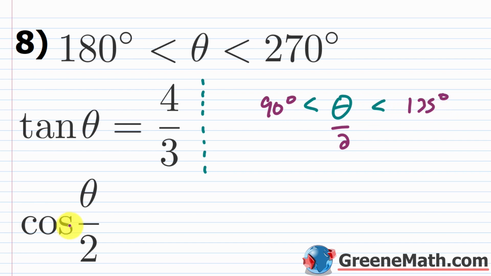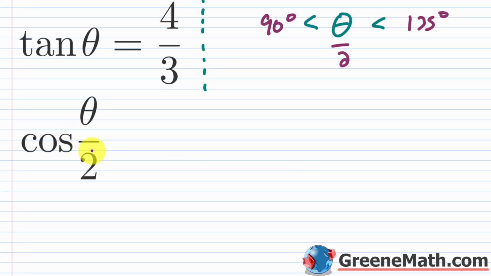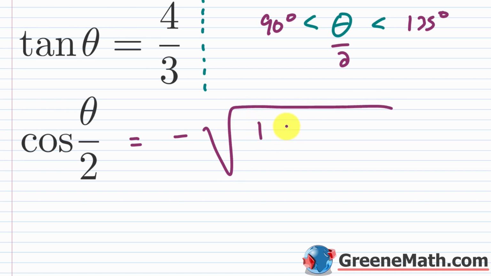Now, cosine is negative in quadrant 2. So just keep that in mind when you're trying to figure out what sign to use. So to find the cosine of theta over 2, we're going to use our formula, which is plus or minus, in this case, because again, we're in quadrant 2 for theta over 2 and cosine is negative, I'm going to put the negative of the square root of 1 plus the cosine of, in this case, theta over 2. So I just need to figure out what is the cosine of theta, plug in, and I'll be good to go.